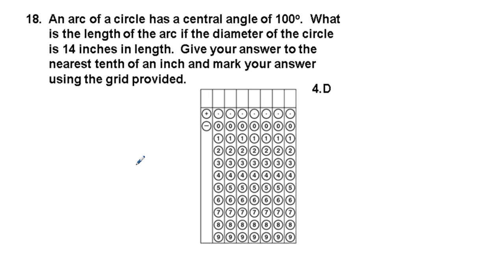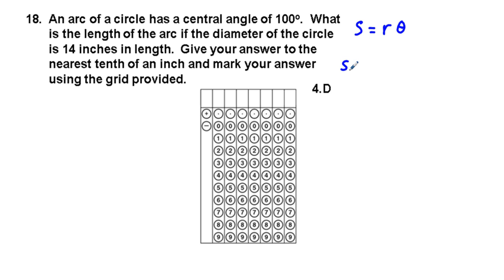Problem 18: an arc of a circle has a central angle of 100 degrees. What is the length of the arc if the diameter of the circle is 14 inches in length? We're going to give our answer to the nearest tenth of an inch and mark it using the grid provided. Well, the arc length formula is S, the arc length, equals the radius times the angle, and our angle needs to be in radians.